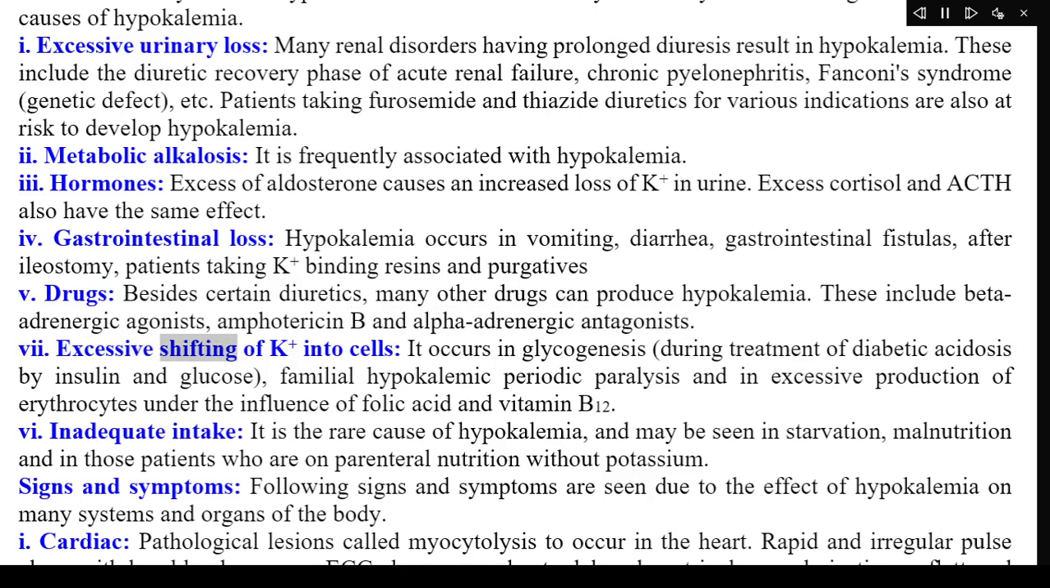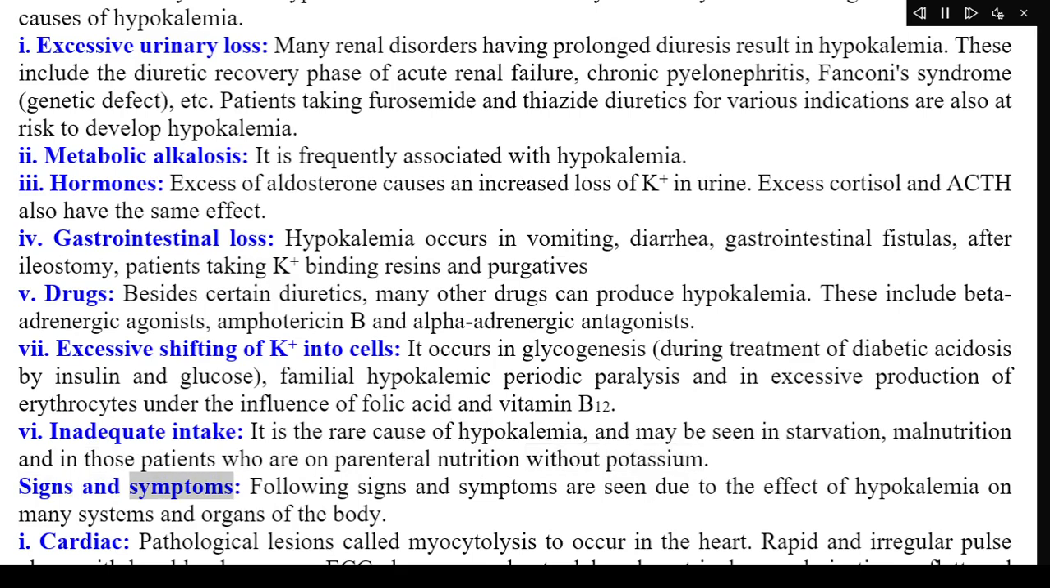6. Excessive shifting of K+ into cells. It occurs in glycogenesis, during treatment of diabetic acidosis by insulin and glucose, familial hypokalemic periodic paralysis, and in excessive production of erythrocytes under the influence of folic acid and vitamin B12. 7. Inadequate intake. It is the rare cause of hypokalemia, and may be seen in starvation, malnutrition, and in those patients who are on parenteral nutrition without potassium.